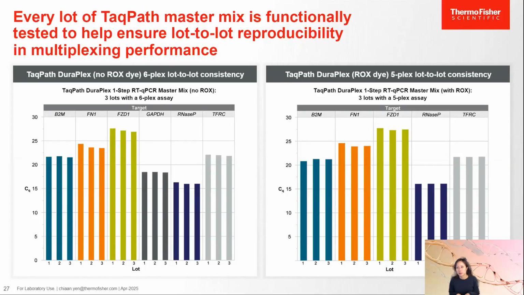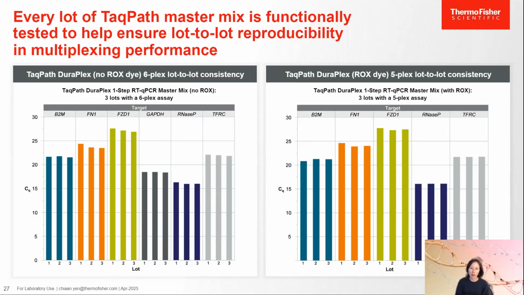And finally, for Duraplex, I wanted to demonstrate another metric that you may look at when you're optimizing your multiplex workflow, which is reproducibility and consistency between your runs or replicates. So here we have Duraplex with no passive reference on the left, and the version of the master mix with ROX in it. So we're testing either 6 targets on the left versus 5 targets.